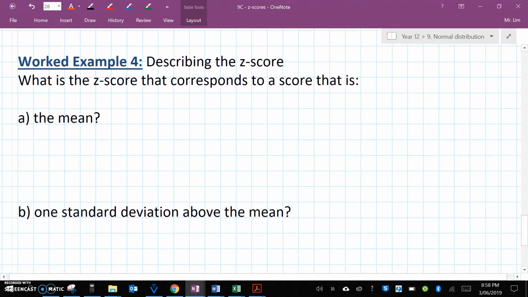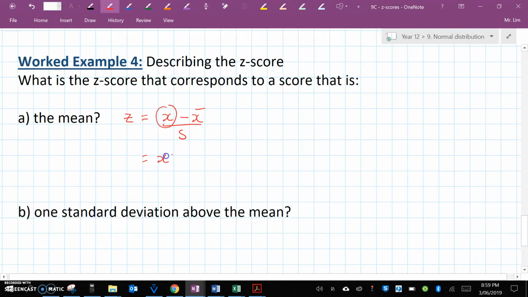Let's have a look at the last example. What is the z-score that corresponds to a score that is the mean? Well, we just worked it out. We've got the formula, z-score is the score minus the mean divided by s. Well, if the score is the mean, technically we have x̄ minus x̄ over s, and x̄ minus x̄ is 0, and 0 divided by s is just 0.